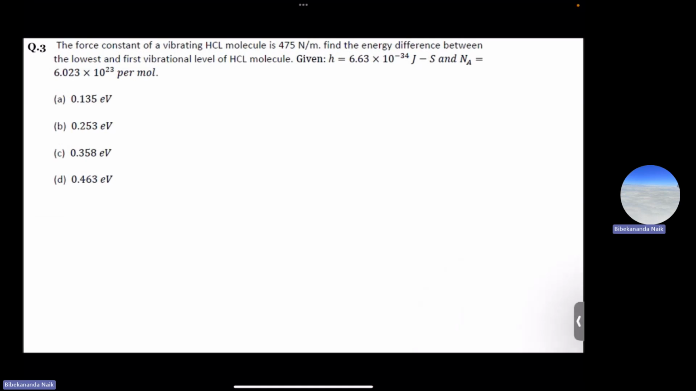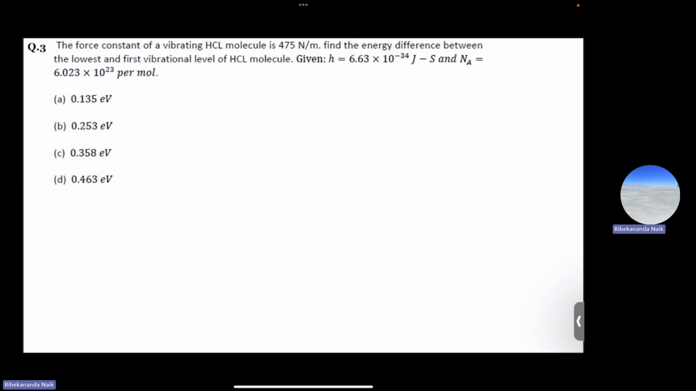Now let's solve this question. It is pretty much similar to the previous one. So again, here the only force constant is given, and we need to calculate the reduced mass of the HCl molecule.